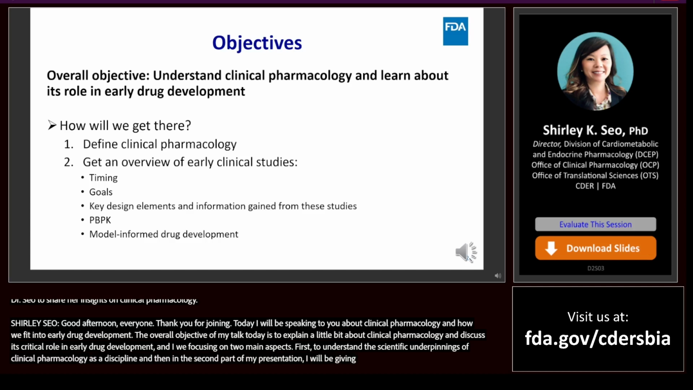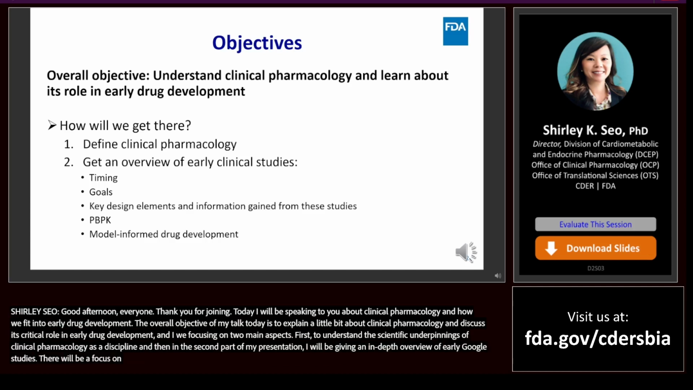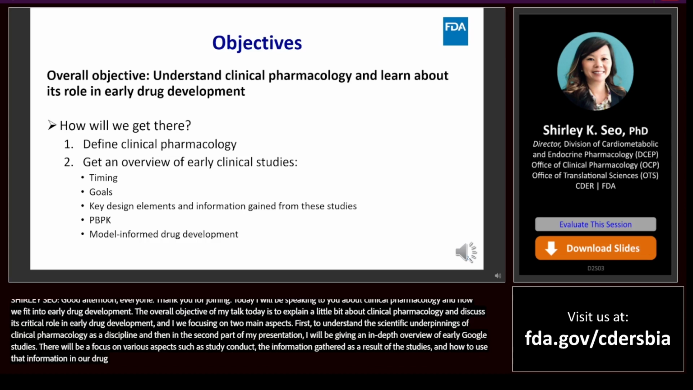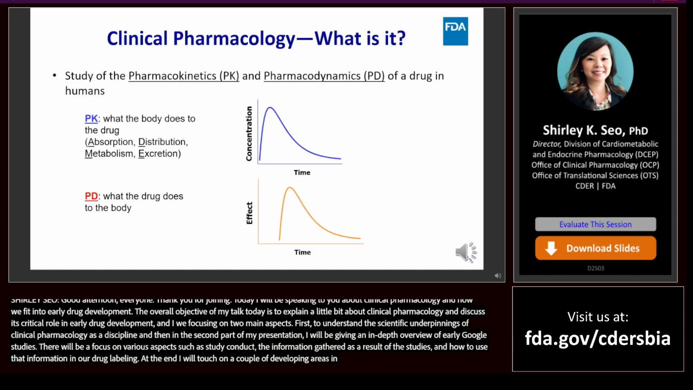There will be a focus on various aspects, such as study conduct, the information gathered as a result of these studies, and how to use that information in our drug labeling. And at the end, I'll also touch on a couple of developing areas in our field, including PBPK and model-informed drug development. Okay. So clinical pharmacology, what exactly is it?